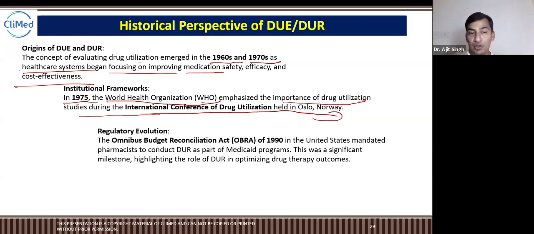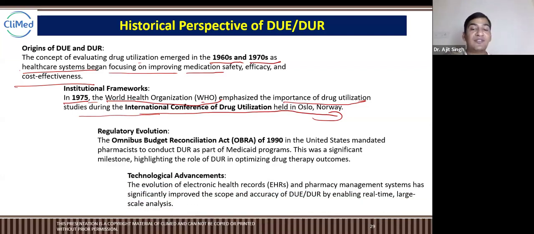Regulatory, and then the last is technological advancement. In the 21st century, they have come up with technological advancement like electronic health records and the use of AI and ML and real-time or large-scale data analysis. So there is nothing much in the history of DUR, DUE. It is these simple four steps. One is the origin, then they came up with the institutional framework, then they started with regulatory, launched for the first time in 1990 in the USA. And now the technological advancement in the 21st century.